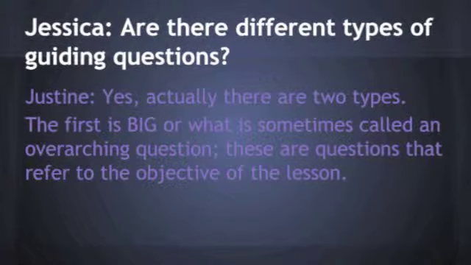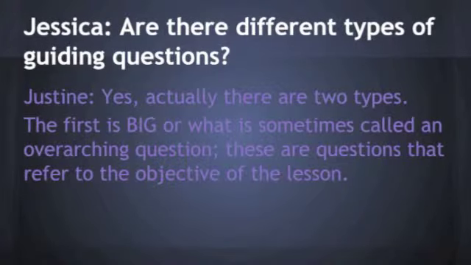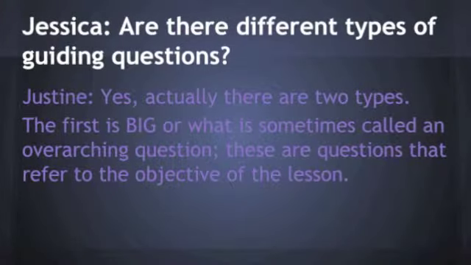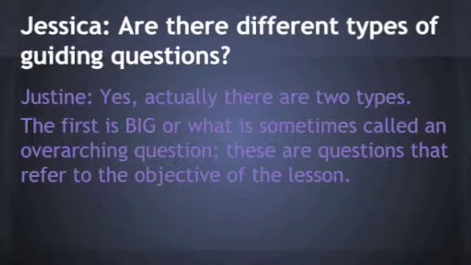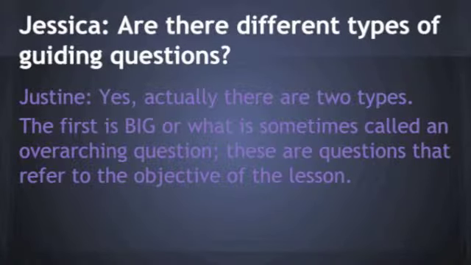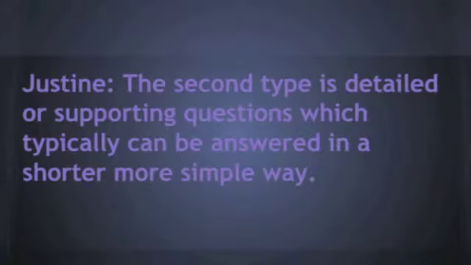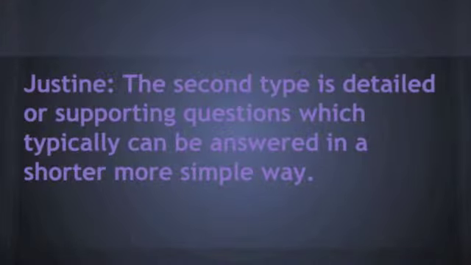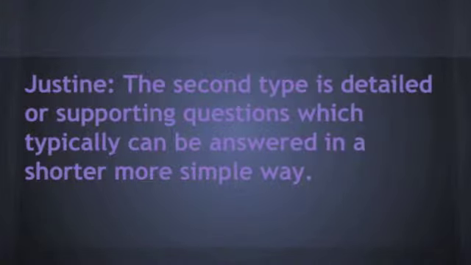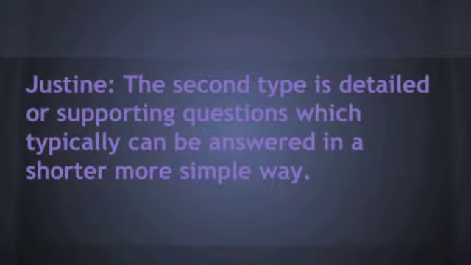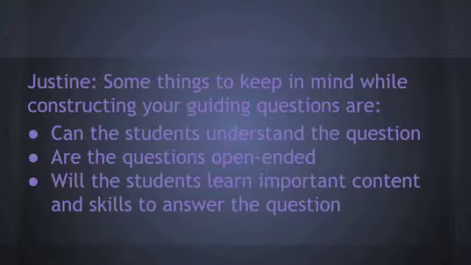Are there different types of guiding questions? Yes, actually, there are two types. The first is big, or what is sometimes called an overarching question. These are questions that refer to the objective of the lesson. The second type is detailed or supporting questions, which typically can be answered in a shorter, more simple way. Some things to keep in mind while constructing your guiding questions are: can the students understand the question? Are the questions open-ended? And will the students learn important content and skills to answer the question?